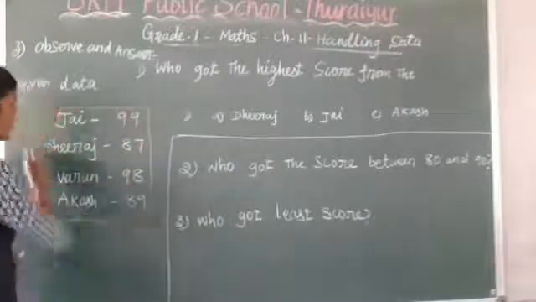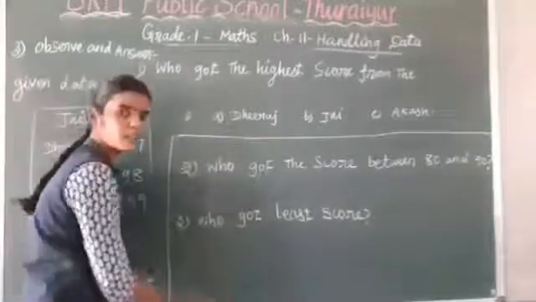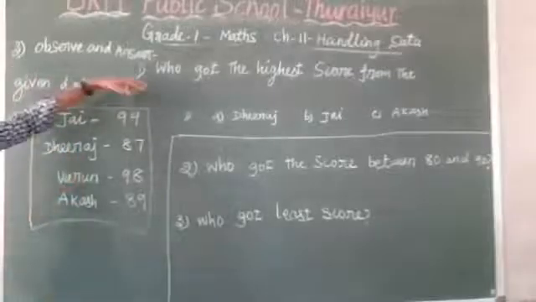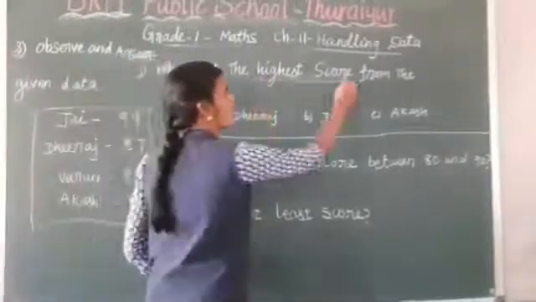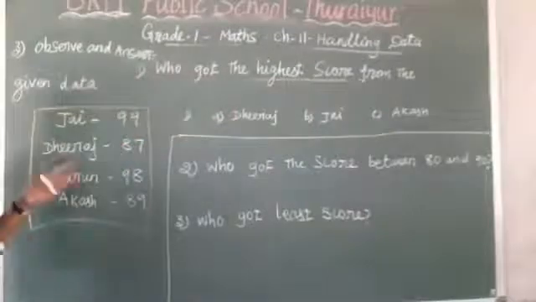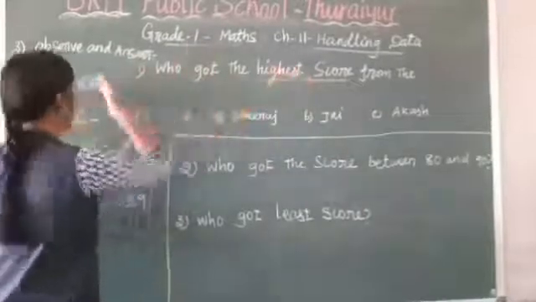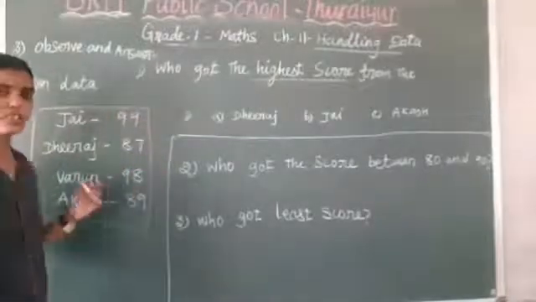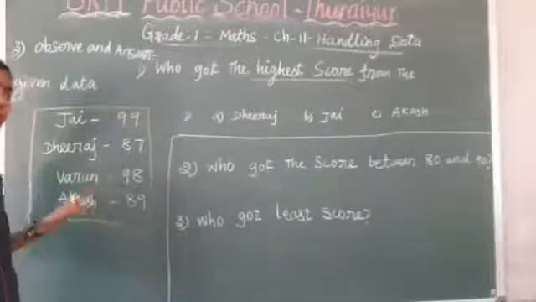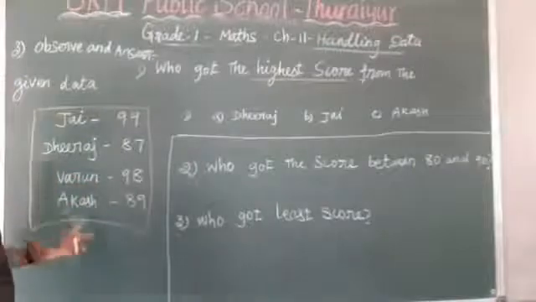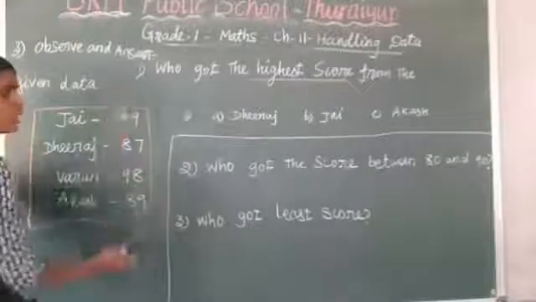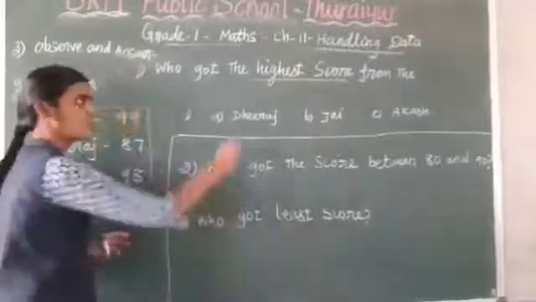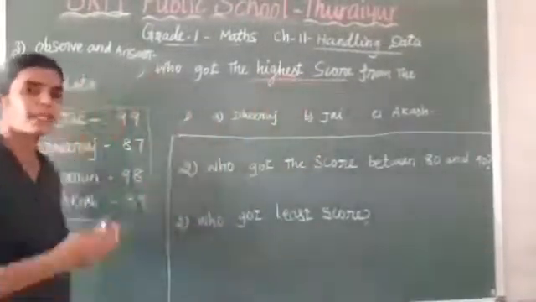So using this only, now we are going to answer the questions one by one. Okay, do you understand? Okay. See, who got the highest score from the given data? This is the data of the mathematics marks of 4 students in class 1. This is the students' marks. Here names are given. Highest means what? Maximum. Highest.